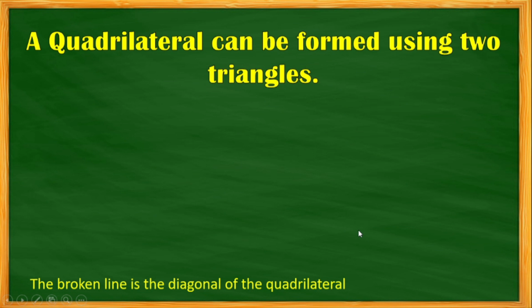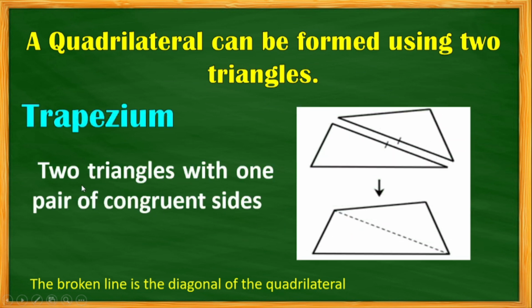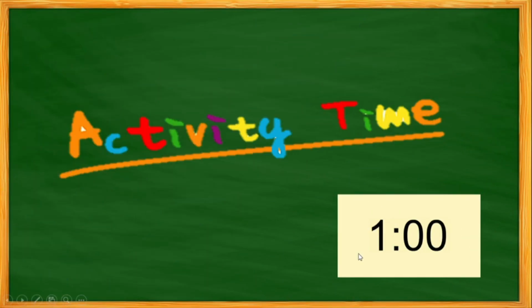And a trapezium. To form a trapezium, you need to combine two triangles with one pair of congruent sides. So this would be a first triangle and another triangle with a pair of congruent sides, to form a trapezium. So that's all. So let's have some activity to further analyze that topic.